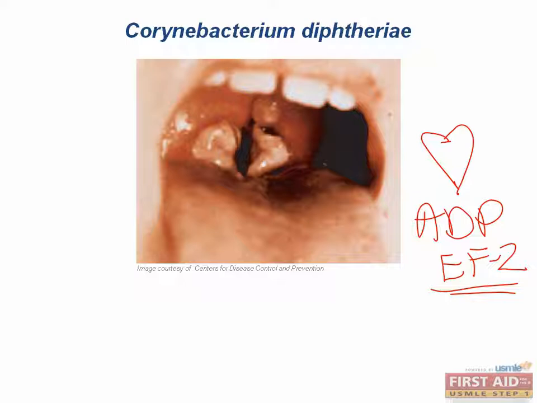Thanks to vaccination with the DTaP vaccine, a toxoid vaccine, diphtheria has largely been eradicated from industrialized populations. If diphtheria does appear on your Step 1, you probably will be dealing with a patient who has either missed some of their immunizations or is from a part of the world in which immunizations are less common. Treat for diphtheria with antitoxin as well as penicillin.